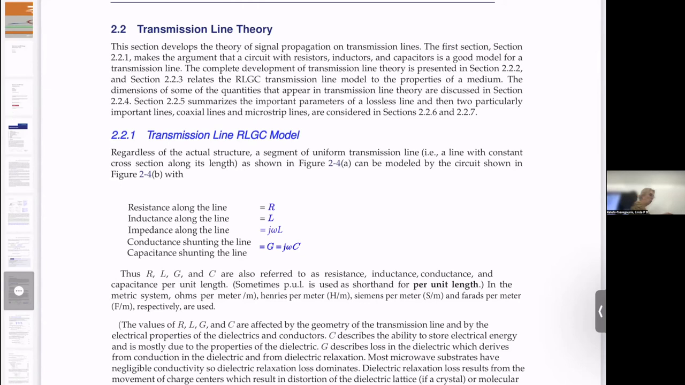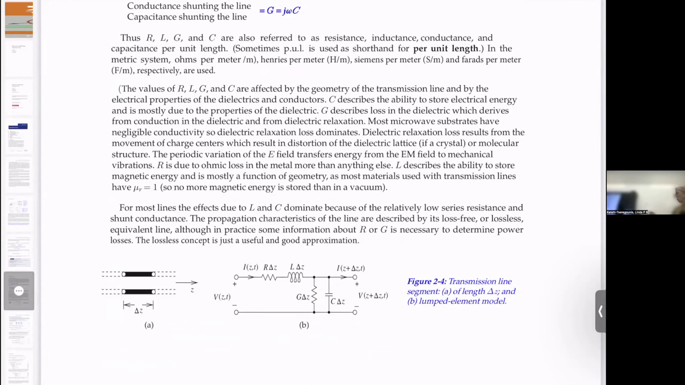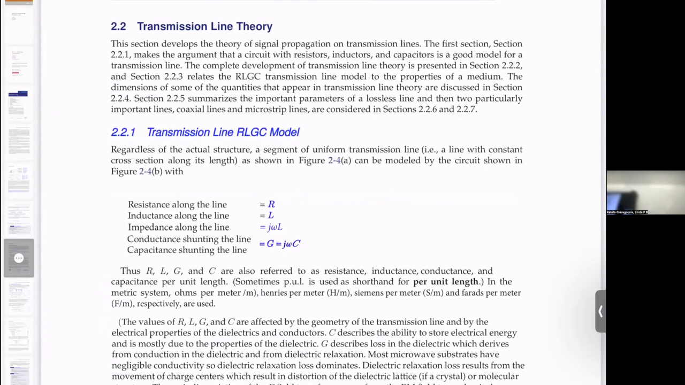You know what I said? I said that G is not j omega C. G is just a conductance shunting the line, and j omega C is the capacitance, of course, with frequency. j omega C has the units of a conductance.